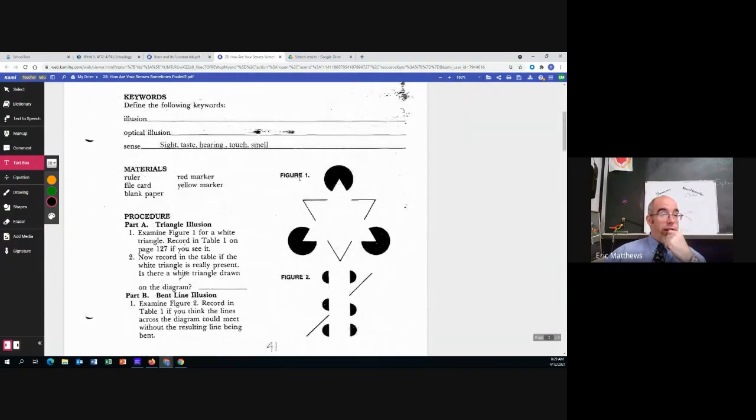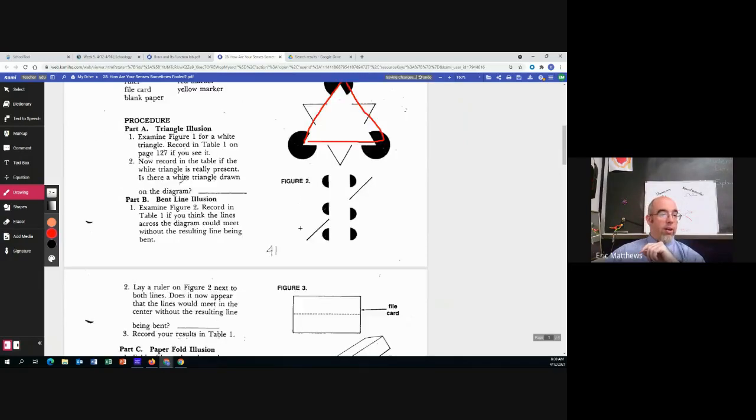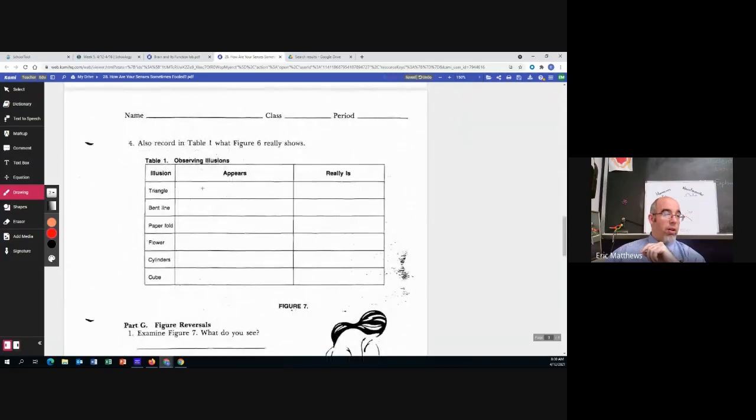All right, so figure 1 is right here. It says examine figure 1 for a white triangle. Record in table 1 on page 127 if you see it. So do you see a white triangle in this picture here? Most people would say, yeah, I see one, it's right about there. Looks kind of like a triangle. So then you'd come down here. What appears? Triangle. It said, mark here if you see it.